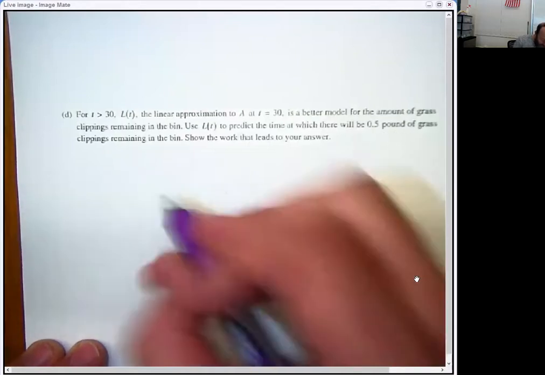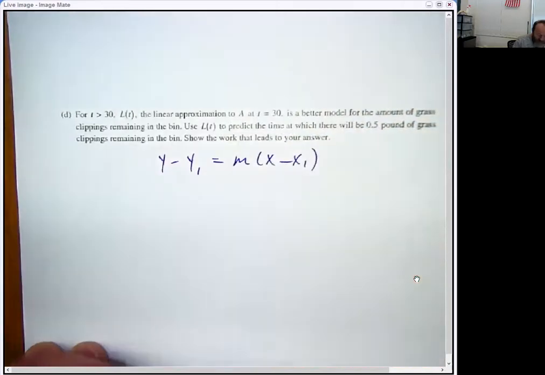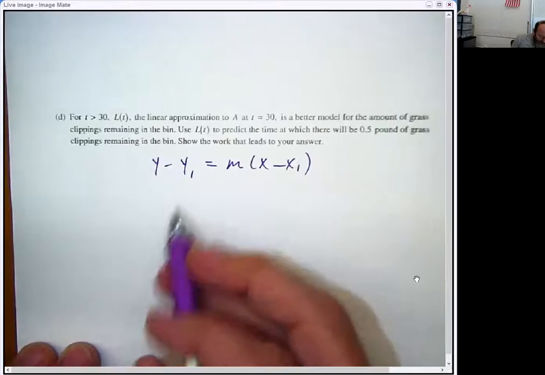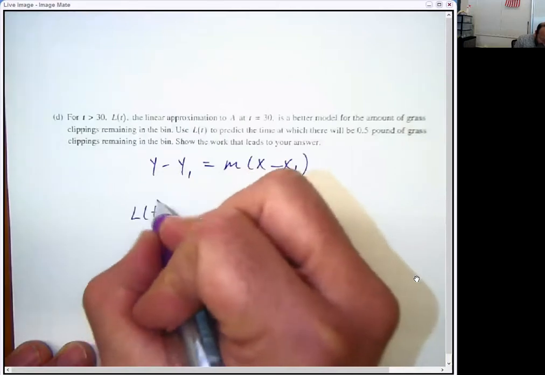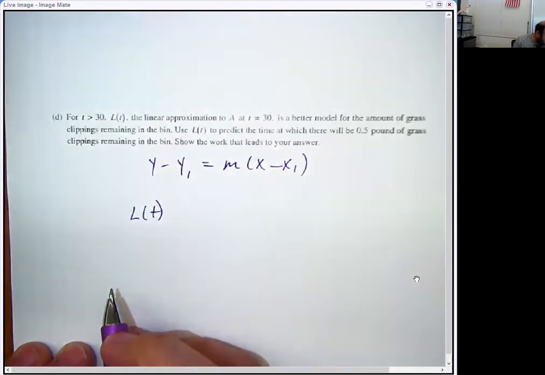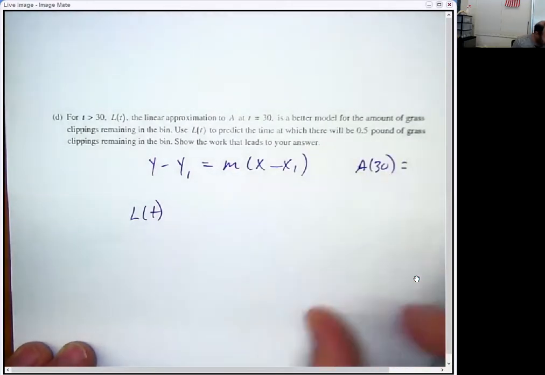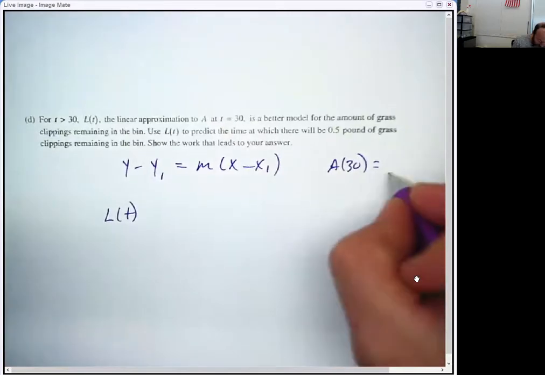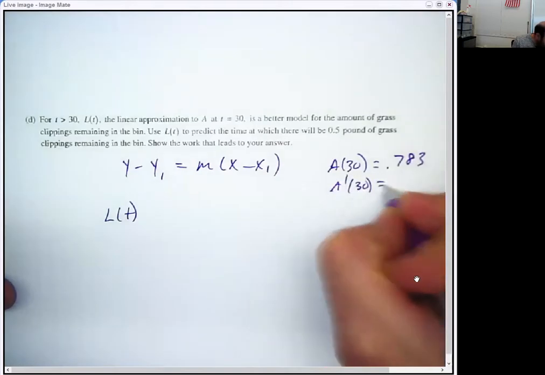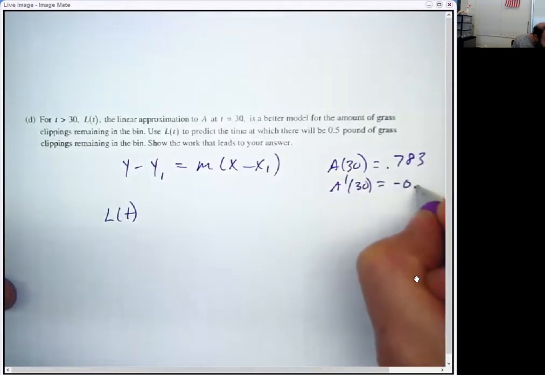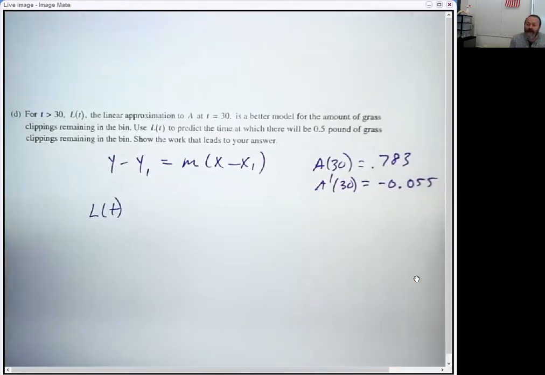So let's start there. Recalling back historically, we use this kind of point slope form of an equation. And as previously stated, instead of calling this thing y, I'm going to call it L of t as they said. Now the point they're saying is a of 30 was 0.783, and a prime of 30 is negative 0.055. Each of these values would be found using our calculator.